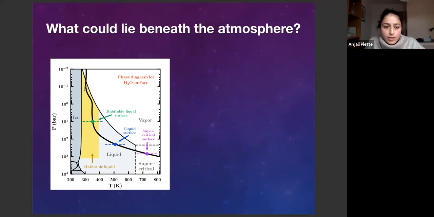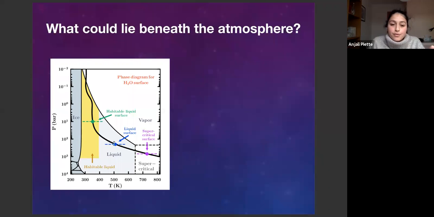So here what we can do is we see this temperature profile and we can say, if a surface with a water layer exists at, for example, close to 1000 bar, then these are the pressure temperature conditions that we would expect at that surface. And that would mean that the water layer beneath the atmosphere would be in a supercritical state if there's a clean distinction between the atmosphere and the water layer.